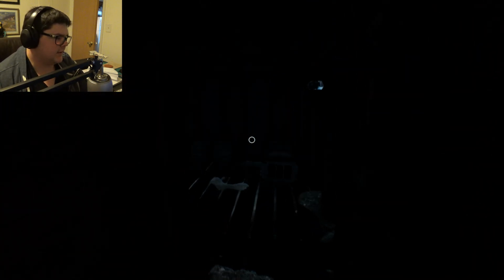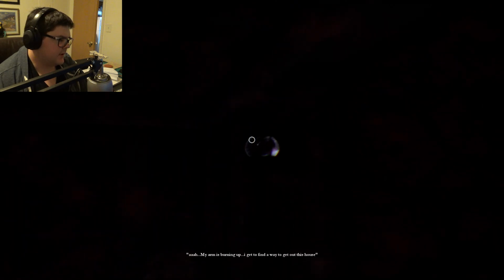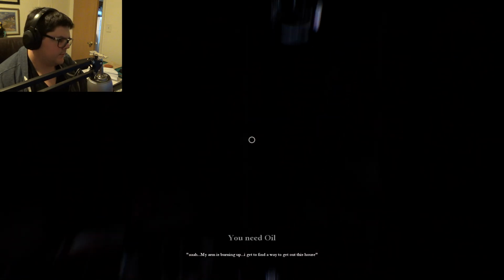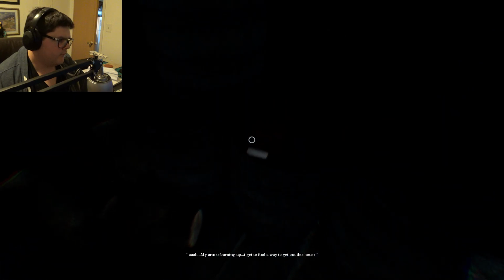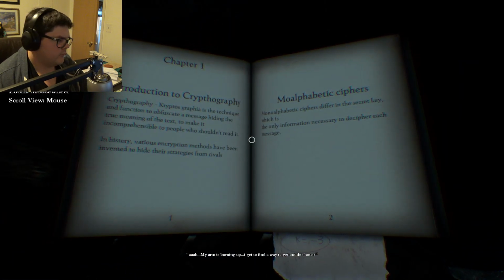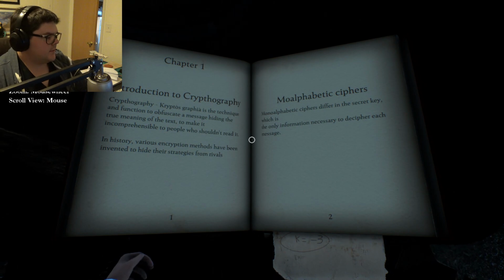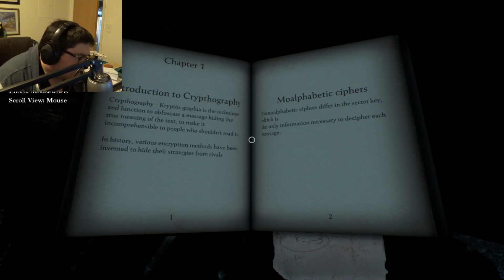Alright, this is the weird padlock key box. My arm is burning up. I gotta find a way to get out of this house. Introduction to Psycho K equals -3.